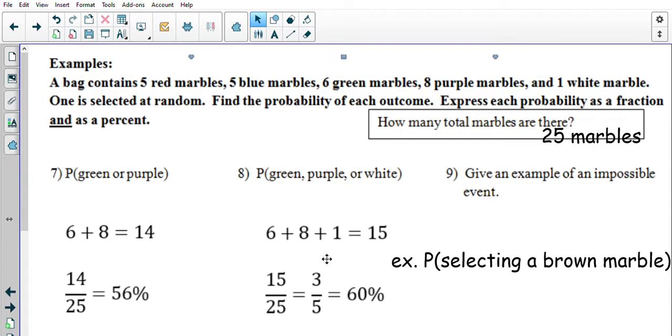If we're also looking for something where we have a 100% probability, we would say, what's the probability of selecting a red, blue, green, purple, or white marble?